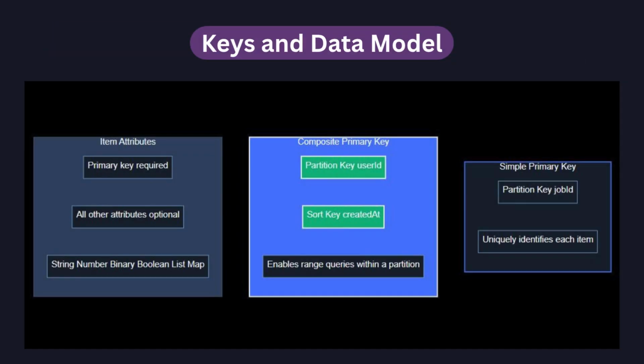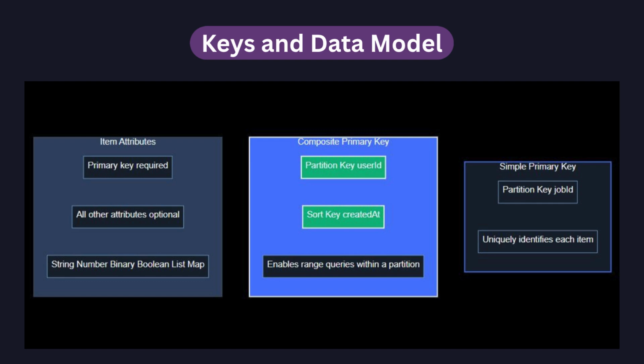Keys and data model. DynamoDB data is organized around a primary key, which is the most important part of the design. There are two types of primary keys. A simple primary key uses only a partition key, such as job ID, and uniquely identifies each item. A composite primary key uses a partition key and a sort key, such as user ID and created at.